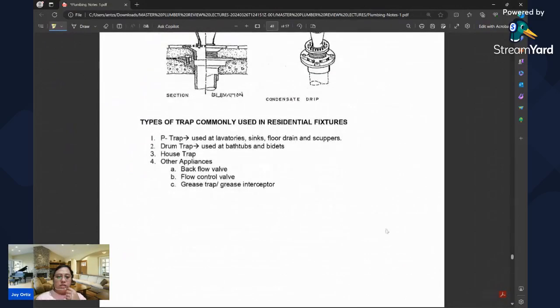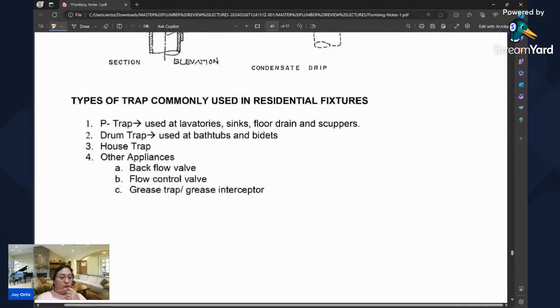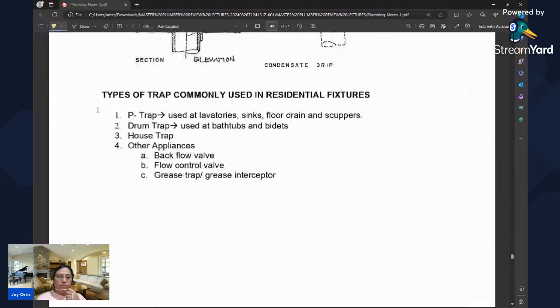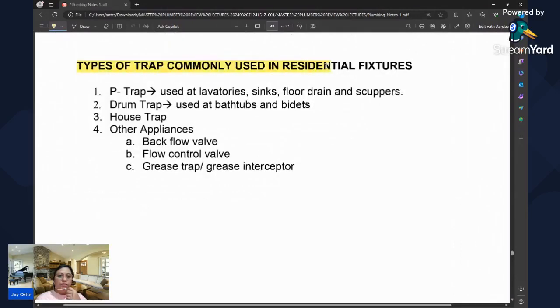So let's tackle the types of trap. Types of trap commonly used in residential fixtures. We have here the P-trap, the drum trap, and the house trap and other appliances. So, P-trap, para siya sa mga lavatories, sinks, floor drains, and scuppers. Pag drum trap, tatandaan natin ito, it's used for the bathtubs and the bidets.